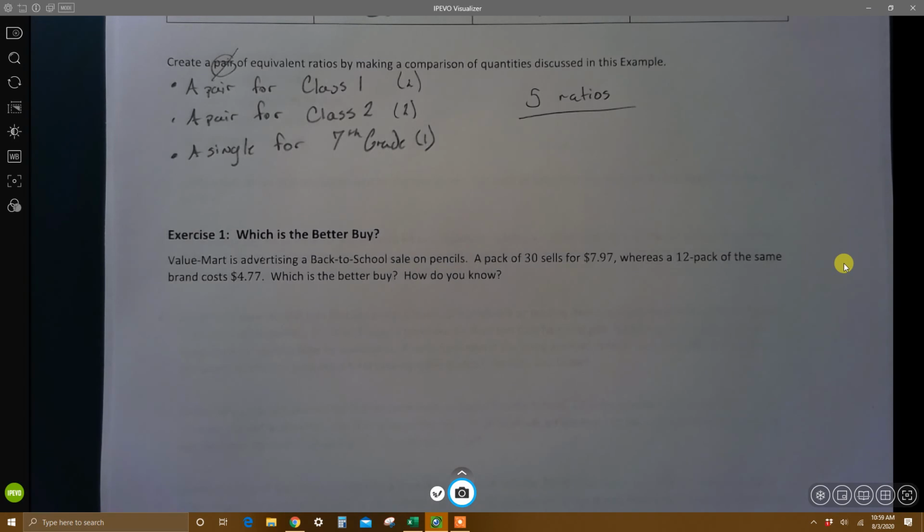How do you know? Okay, now this is where talking to your parents is going to come in very handy, okay? Because they go shopping, and this is very important for them, okay?